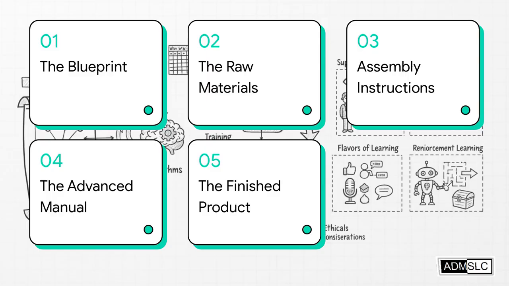Here's our roadmap for today. We're going to start with the basic blueprint. What even is machine learning? Then we'll look at the raw materials it's made from, we'll follow the assembly instructions, explore the different kinds of learning, and finally, we'll see what this amazing technology actually builds out there in the real world.